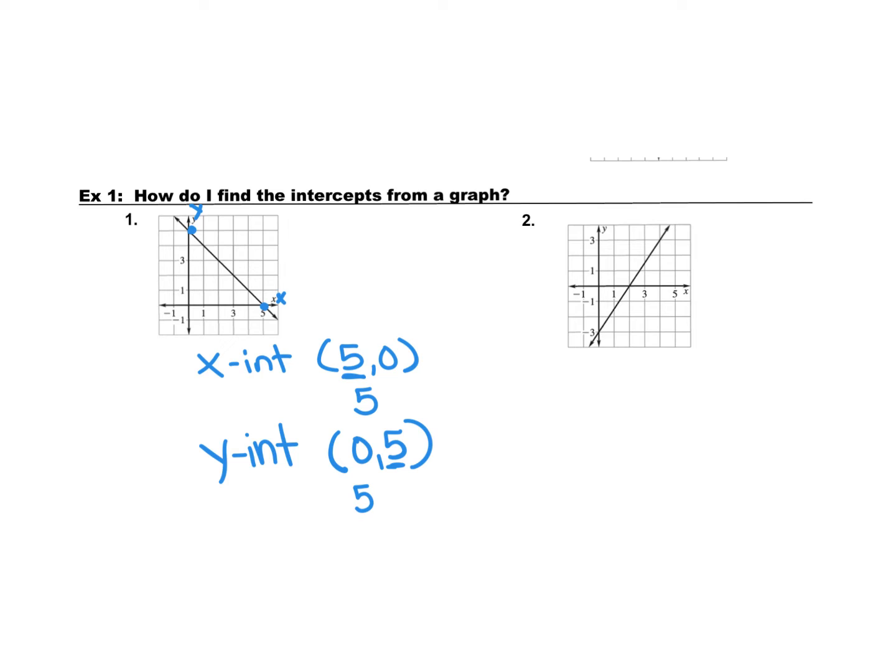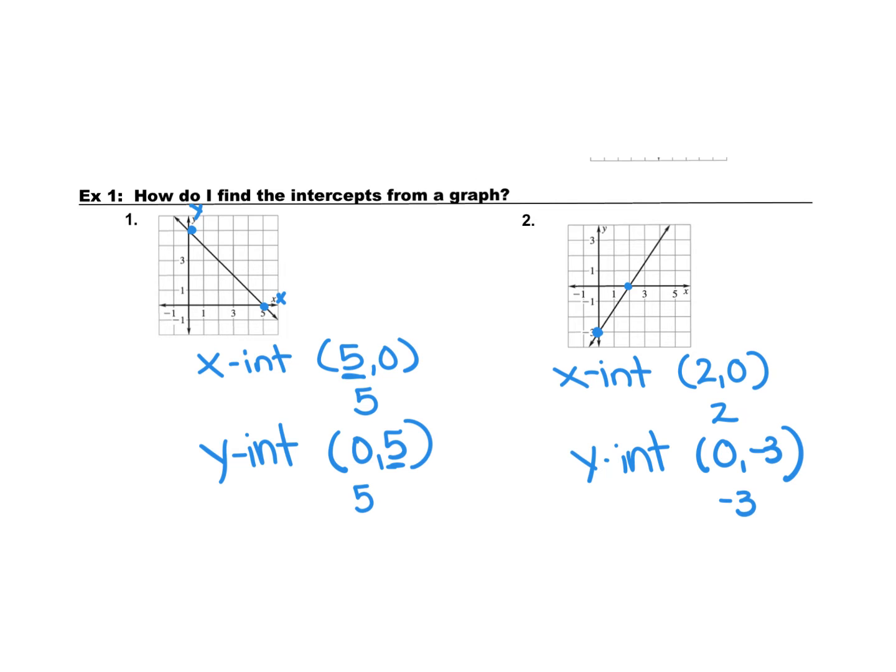For number 2, let's do it again. We have the x-intercept. And the x-intercept, we walk over to the 2 and up 0, so it's (2, 0), or we could say 2. And then the y-intercept is crossing at this -3, so we're going (0, -3). And we could say it's crossing at the -3.